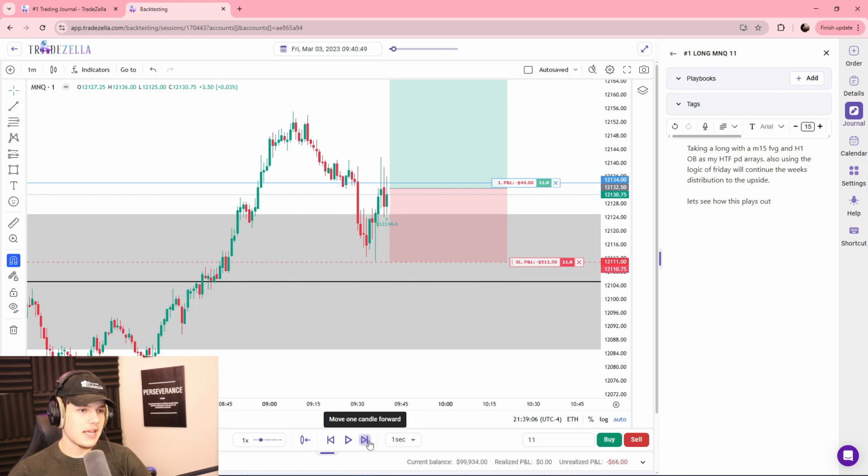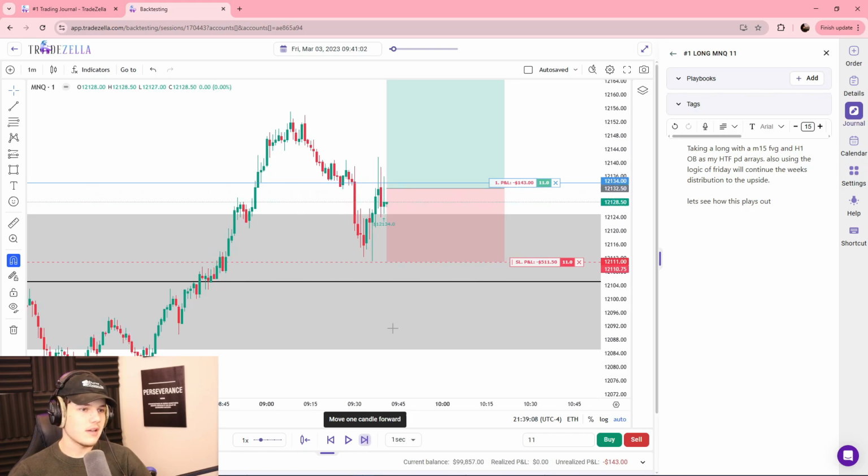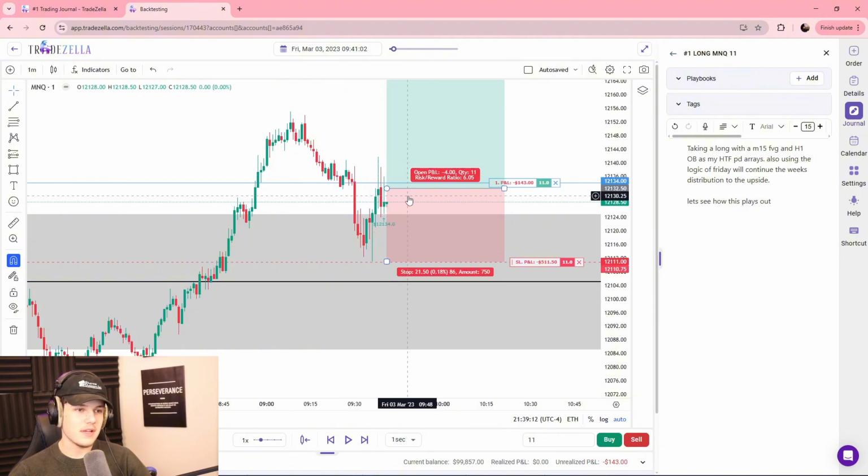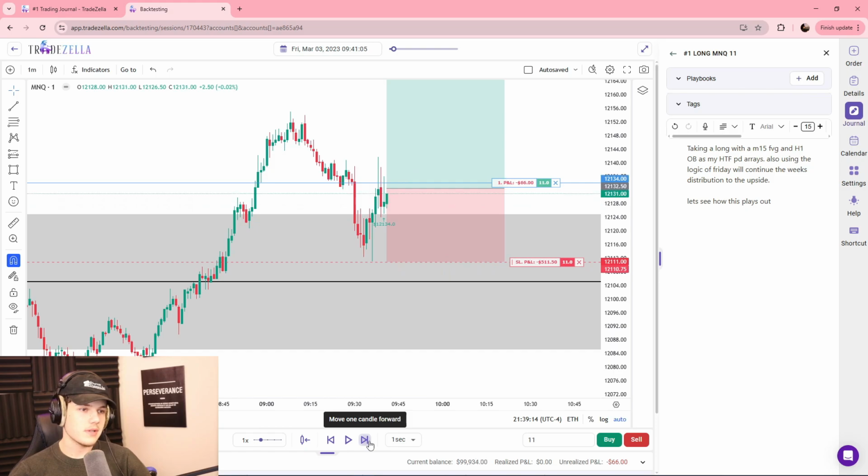Now, this 1 minute candle looks to be closing lower, which I don't like. I need to see some sort of displacement here. If we consolidate in this range, I'm going to close. Now, again, I am a trader that takes losses. Every trader takes losses. Not every trader shows their losses. I do.